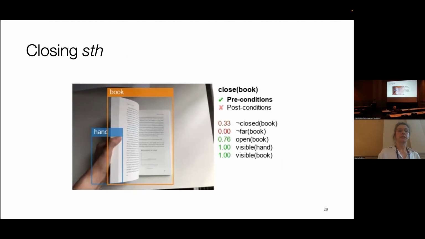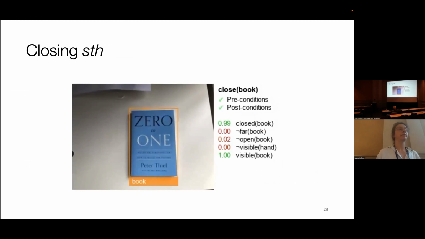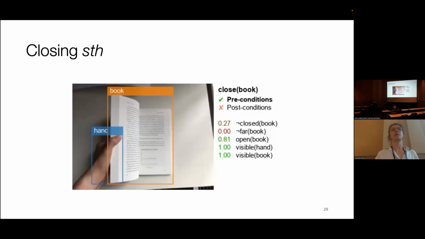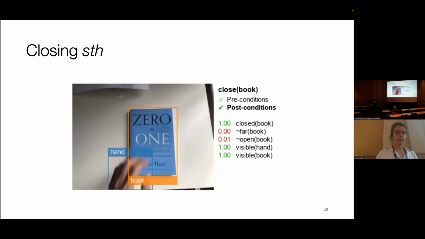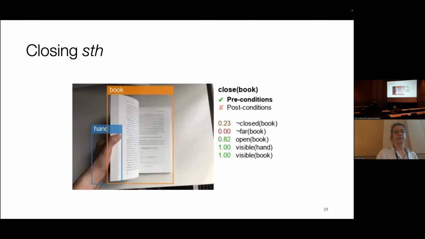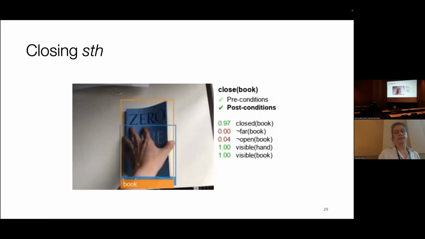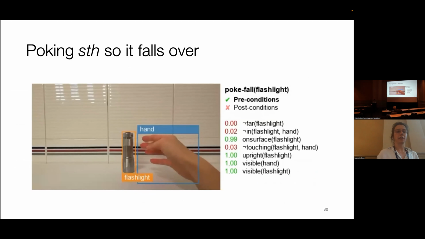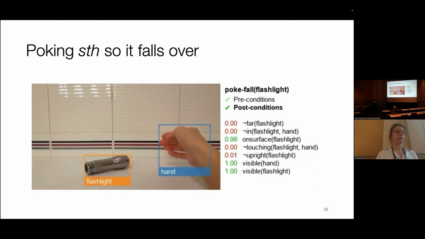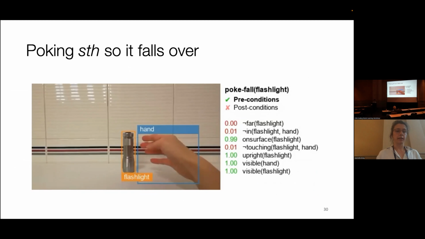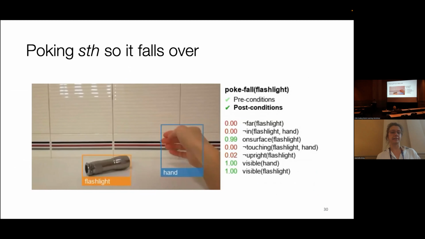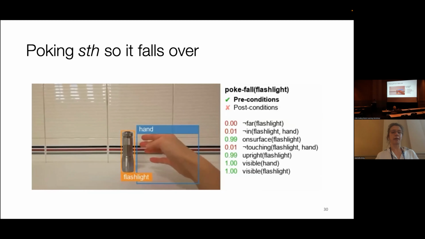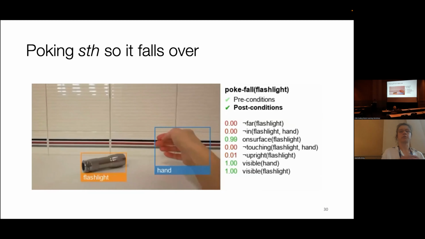And here are some examples of how this looks on test videos. This is closing the book, and you can see that the network correctly identifies the book as open at the beginning and closed at the end. Here's another example of poking the flashlight so that it falls over. You can see that the network recognizes the transition from upright to not upright, and it also identifies when the flashlight and the hand are touching.